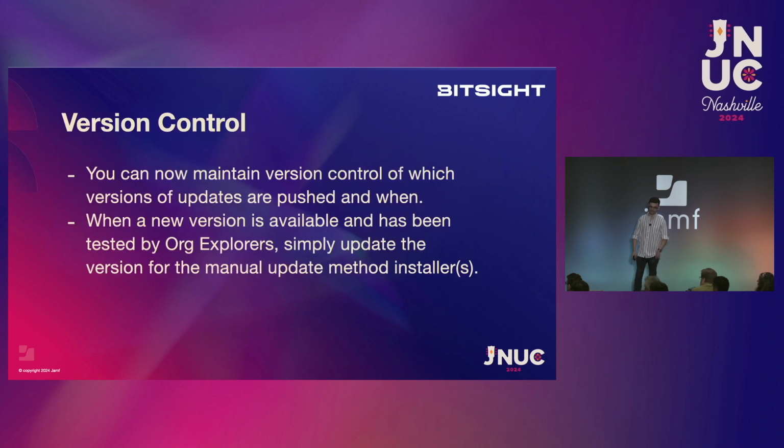OK. So with this implementation, you can now confidently maintain version control of your apps. Then, when new versions are available and have been tested by the Org Explorers group, you can then confidently deploy to your org. So essentially what this looks like, again, you have the newest version released. That gets tested for maybe a few days. And then assuming all is well, you can basically push that to your organization.